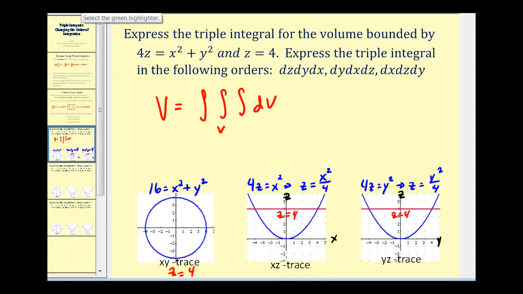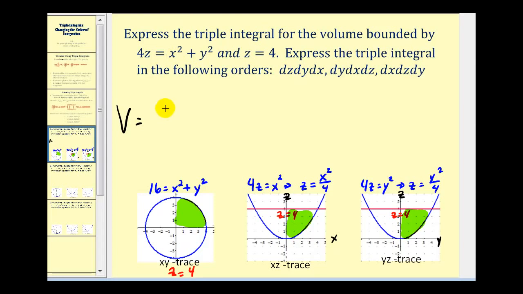So because we're going to determine the volume in the first octant and then multiply by 4, we're only concerned about the regions in the first quadrant. So here, here, and here. So let's go ahead and set up this first triple integral, integrating with respect to z, y, and then x. Remember, we're going to determine the volume in the first octant and then multiply by 4.